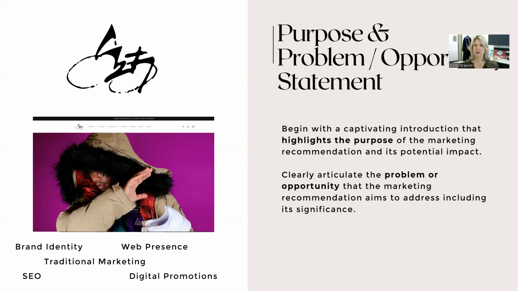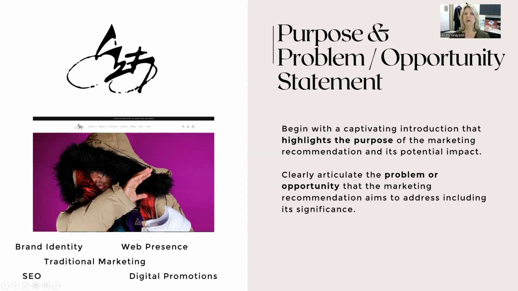So we always start out with a problem or opportunity statement when we're creating a plan. I have an example here of Studio 23, which is a streetwear company, a retailer found in Uptown Minneapolis. They also have a new location in Studio City, California. So we're going to take this brand, and let's say we're creating for them an integrated marketing communications plan, or perhaps the launch of their existing store or new store. We're going to begin with a captivating introduction that highlights the purpose of the recommendation and the impact to them, and then clearly articulates the problem or opportunity.